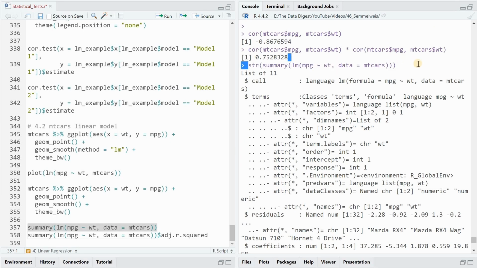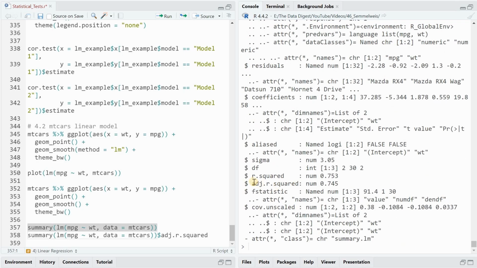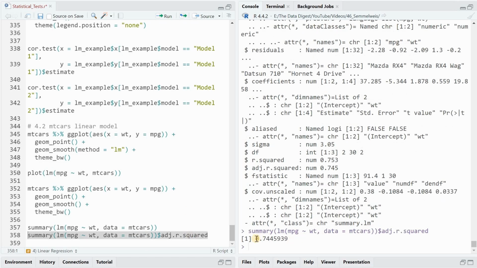And when you use str on the summary, you get a list of 11 variables where you could extract the adjusted R-squared directly, or the intercept, the different coefficients like intercept and slope. So here, with this line of code, you get the R-squared value directly in case you need it.